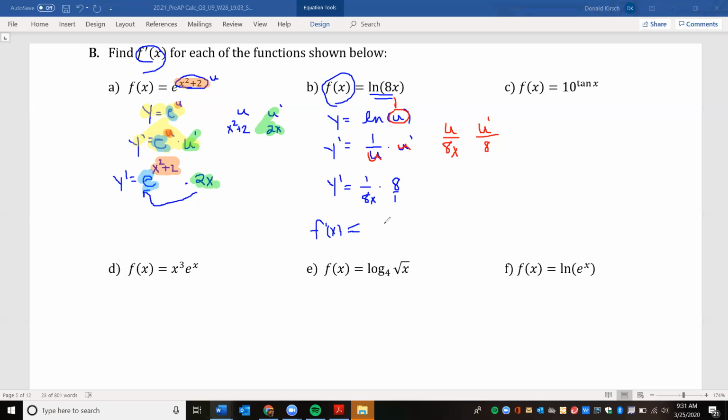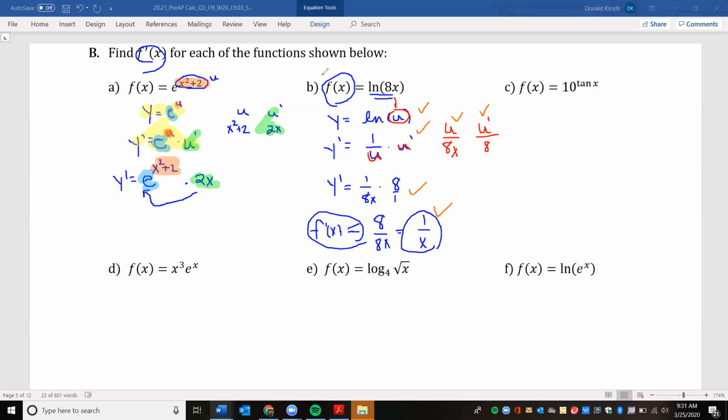So f prime of x is going to be 8 over 8x, and those 8s are going to cancel each other out, so this is going to be 1 over x. So this would be their final simplified function right here. Okay, f prime of x equals 1 over x. Any one of those in between would have worked. Notice how I first wrote down my equations and the derivative. Then I came off to the side and identified what I needed, and then I plugged that all in, and then I simplified it.